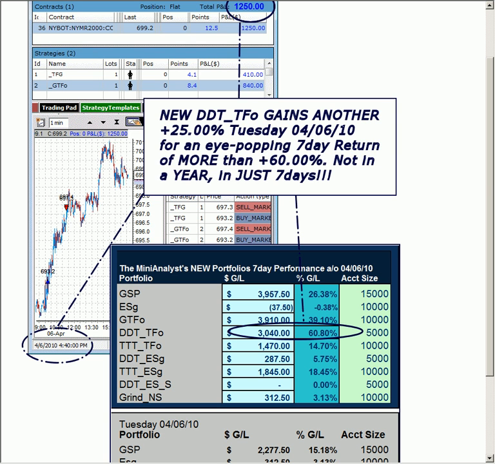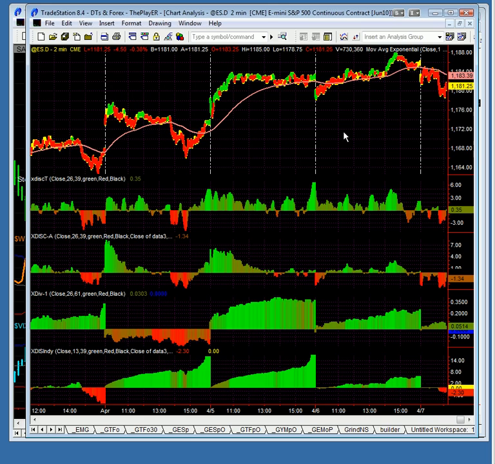The first thing we're looking at here is a chart of the market. This is the mini S&P 500 futures contract, front month in nature. I have a last print of 1181 on this Wednesday, the 7th day of April, and definitely a bearish situation we have today emerging.